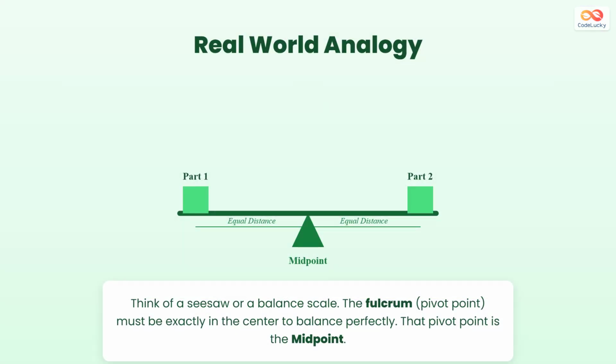Imagine a simple balance scale or a seesaw. For it to balance perfectly, the pivot point, or fulcrum, must be exactly in the center. That pivot point acts just like a midpoint. The distance from the center to the left end is exactly the same as the distance from the center to the right end.